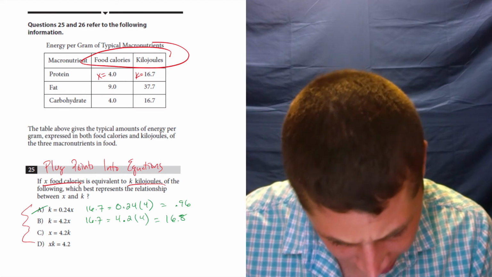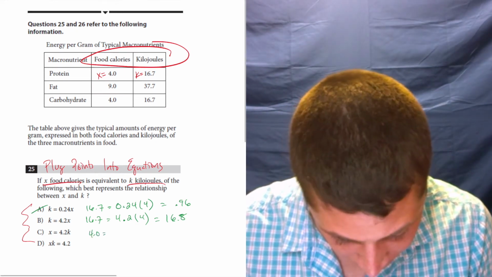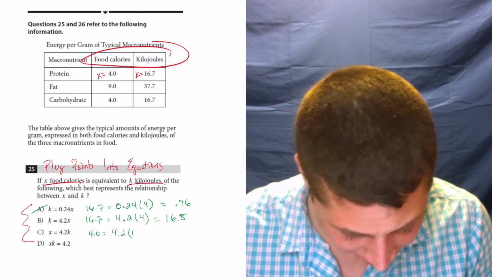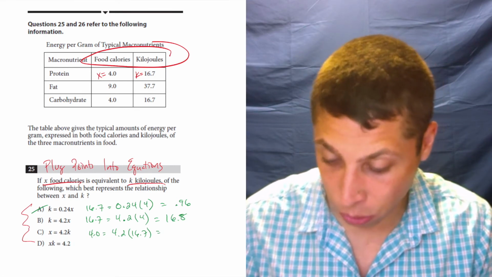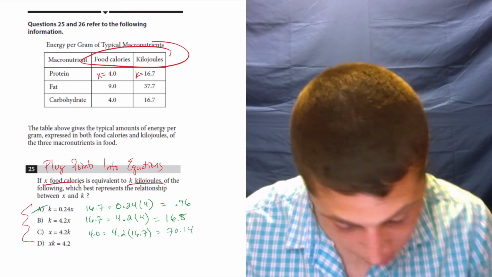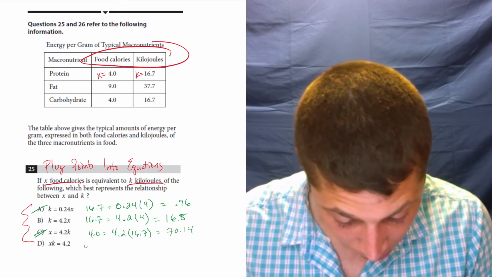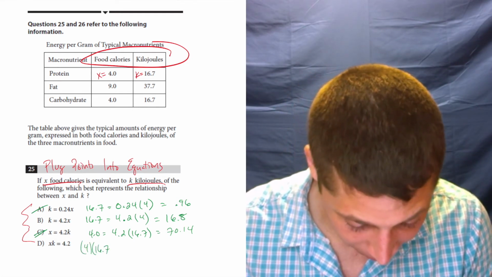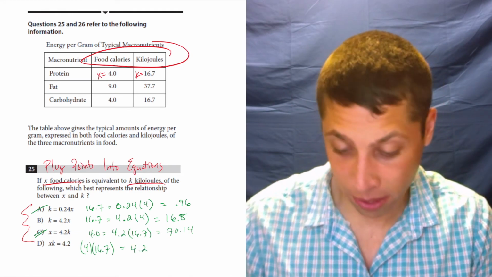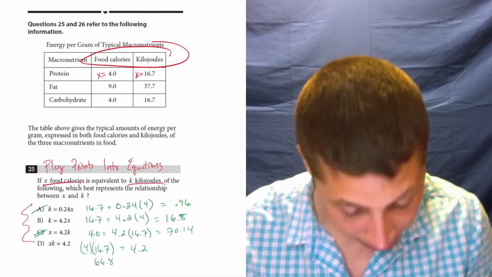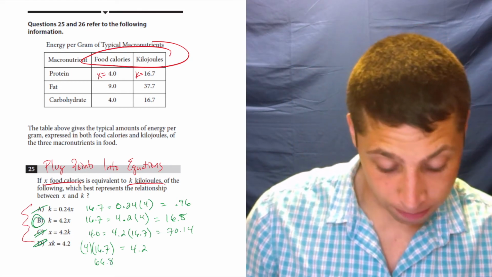So X is 4.0, and then 4.2 times 16.7, no way. 16.7 times 4.2 is huge. That's 70.14, so that doesn't work. And then here we go, 4 times 16.7, also there's no way that's going to work. 4 times 16.7 is 66.8, so that's not equal to 4.2. So yeah, it's a little bit off, but it's close.